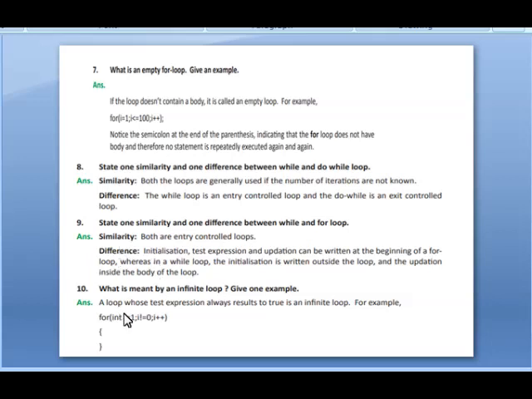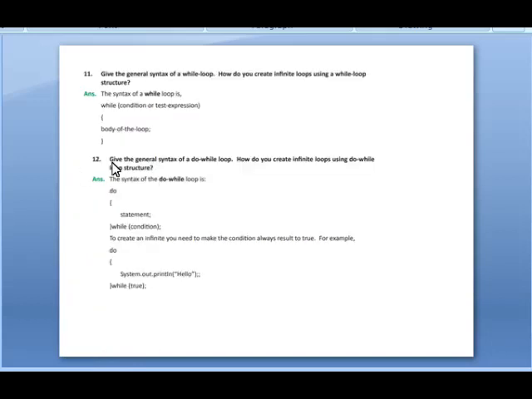Then what is meant by an infinite loop? Give an example. Infinite loop means a loop whose expression always results true is an infinite loop. Okay, every time the loop is true, because for i equal to 1, i not equal to 0, i plus plus. So first time i equal to 1, second time i equal to 2, third time i equal to 3. So it is not equal to 0. So every time it will repeat the loop again and again. So it is called an infinite loop. There is no end for that loop.